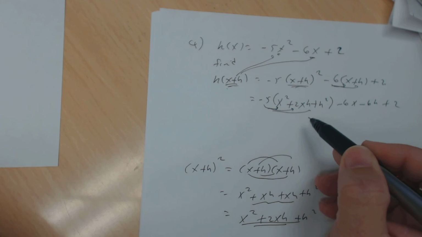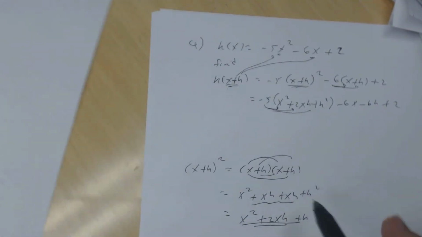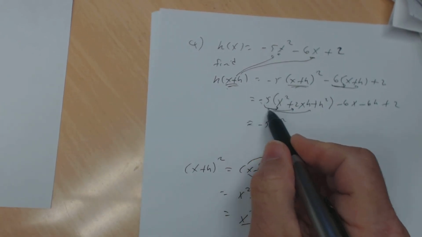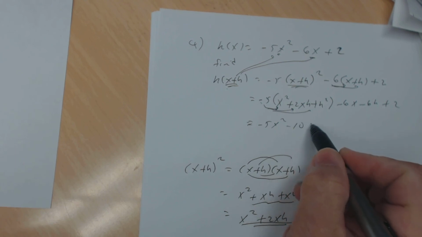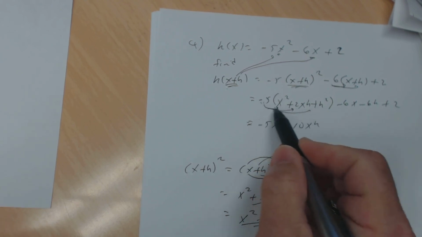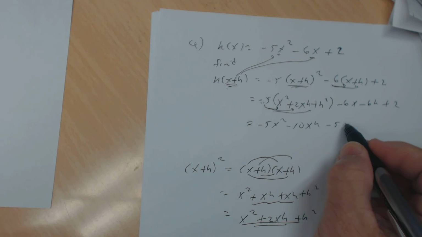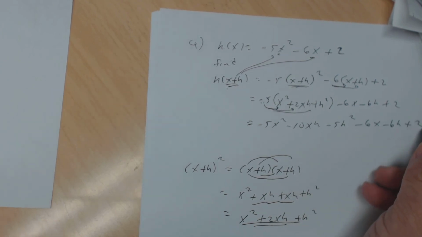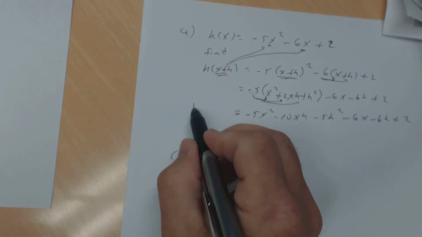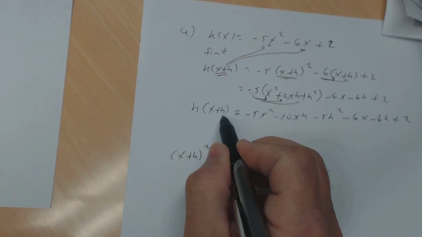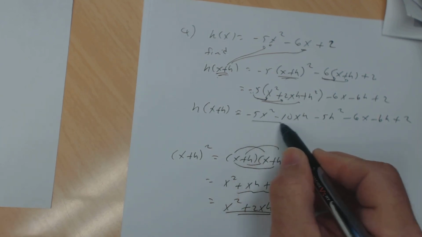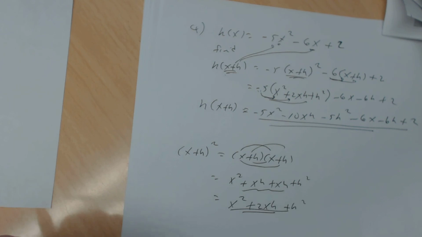You have to distribute. Don't leave it like this, because that's going to be important when we do all of this soon. So that's going to be negative 5x squared. Negative 5 times 2xh is a negative 10xh. A negative 5 times a positive h squared is a negative 5h squared. And then rewrite everything else over. Now that is h of x plus h. So that's what I just found. So notice none of these terms are alike. They're all different terms. So there's your answer for this.